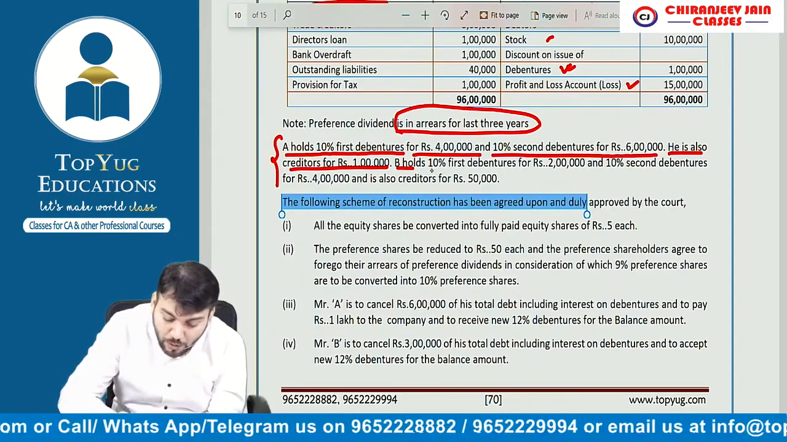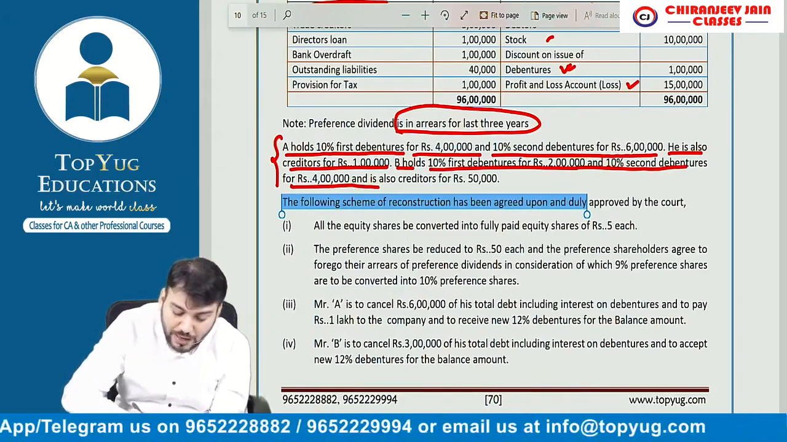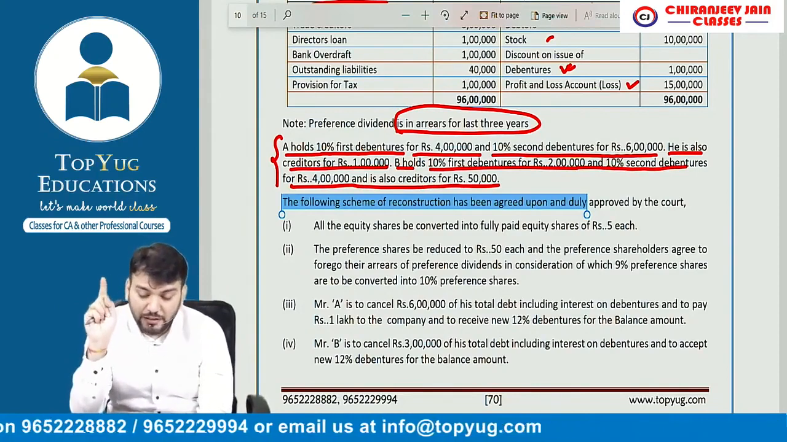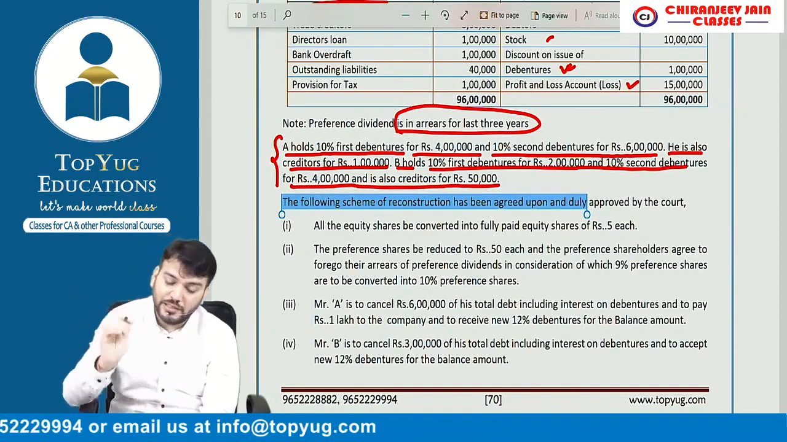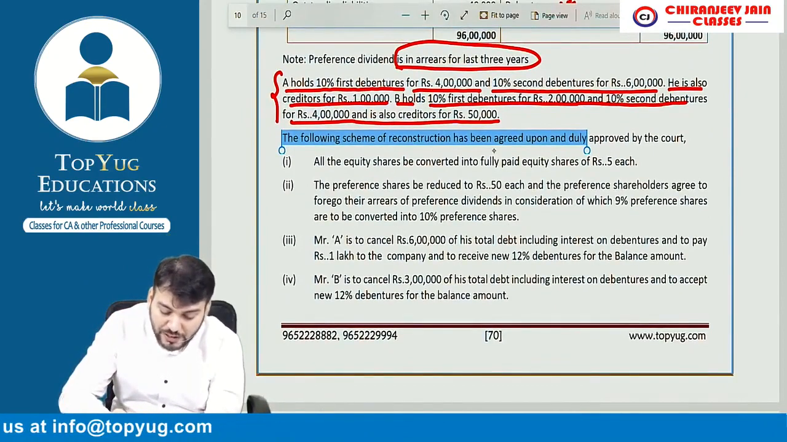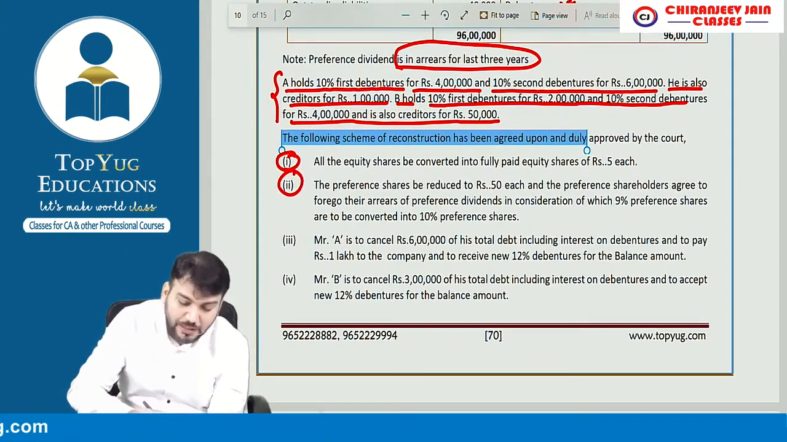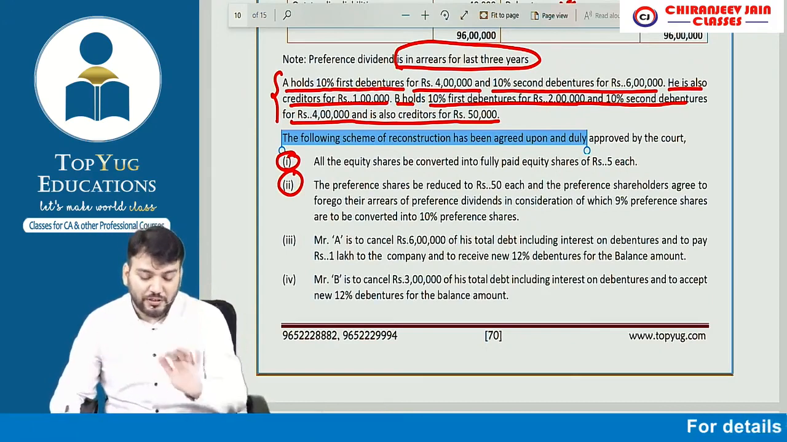Similarly, B holds 10% debenture of rupees 2 lakh, 10% second debenture of rupees 4 lakh, and is also creditor of rupees 50,000. तो B को कितना amount due है? That is how much? 2 lakh plus 4 lakh, 6 lakh 50,000. Yes sir, समझ गए. The following scheme of reconstruction has been agreed upon and duly approved by the court. Point number 1 एक एक करके पढ़ते हैं और अपना जर्नल एंट्री करते हैं. समझे? Yes. Can we start? Yes sir, we can start.